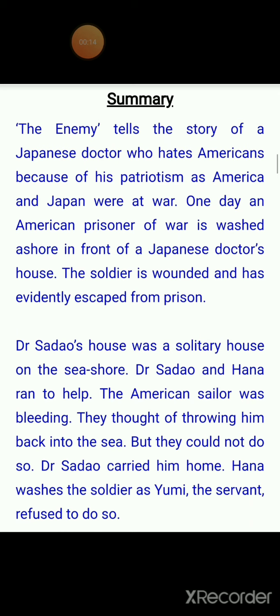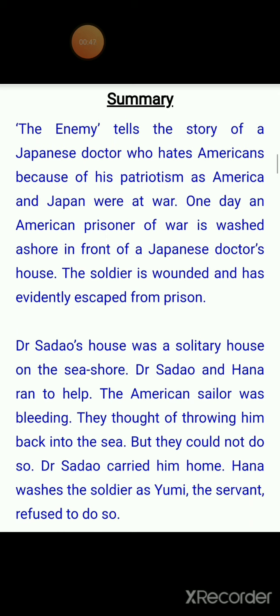One day an American prisoner of war is washed ashore at the shore of the sea in front of a Japanese doctor's house. Because I shared with you the location of the house of the doctor is at the seashore. So the soldier is wounded and has evidently escaped from prison. Dr. Sadao's house was a solitary house on the seashore. Single house, that means single house.